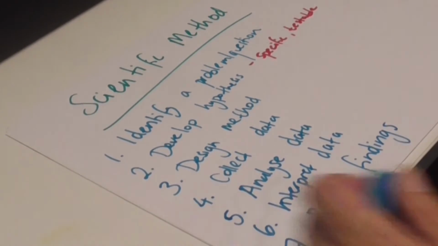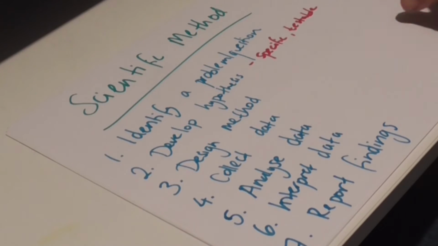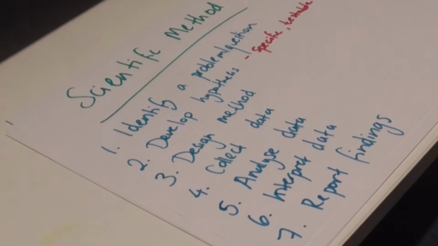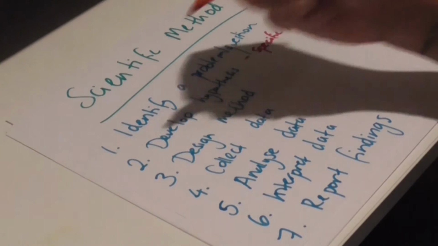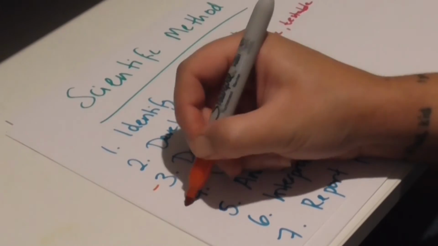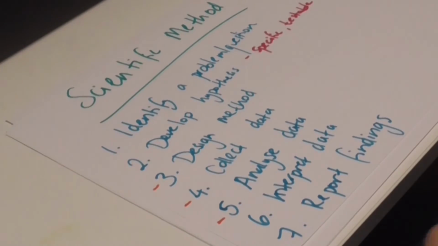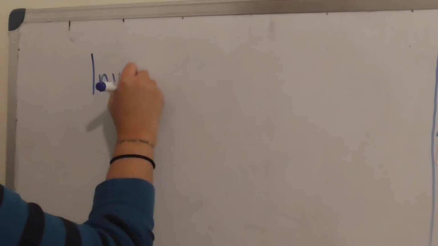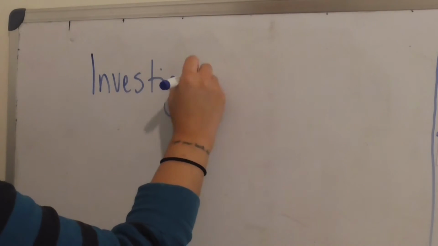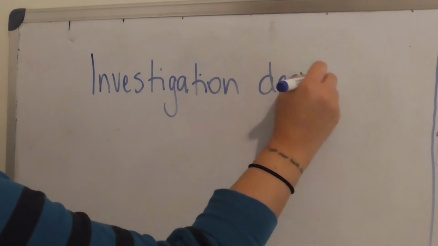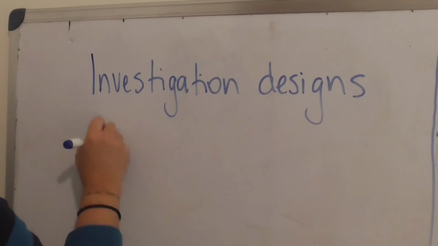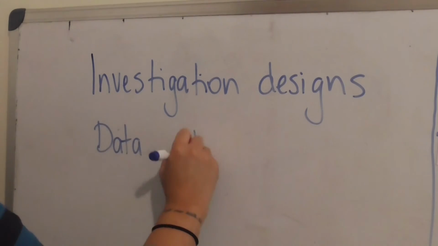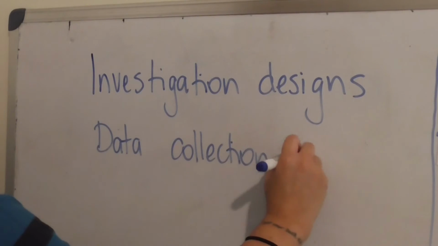So Introduction to Psychology, we're mostly looking at steps 3, 4, and 5. So we're looking at designing the method, what's the best investigation design to use, how do we collect the data, and then how do we analyze it once we have got it. So we know that there are 3 investigation designs for the purposes of this course. So we're going to be talking about those, and then we're going to be talking about the 3 different data collection methods or measures.